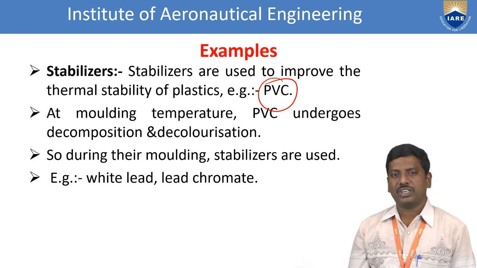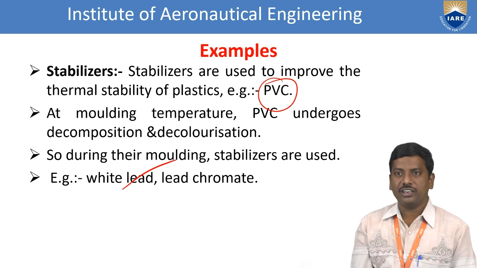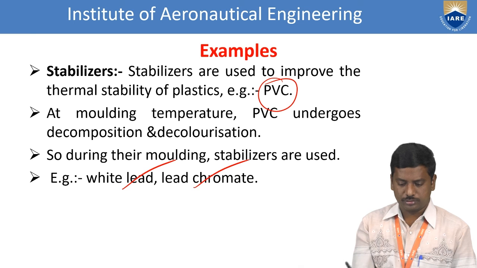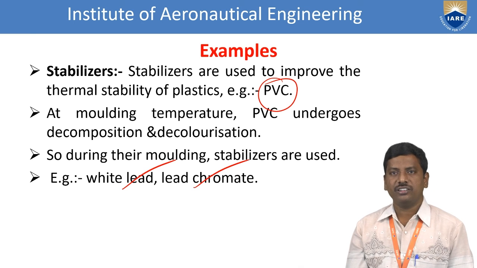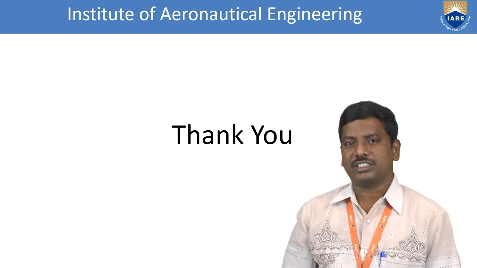What are the examples of stabilizers? Nothing but white lead and lead chromate. White lead and lead chromate. Okay, so this is about the examples of the components of plastics.